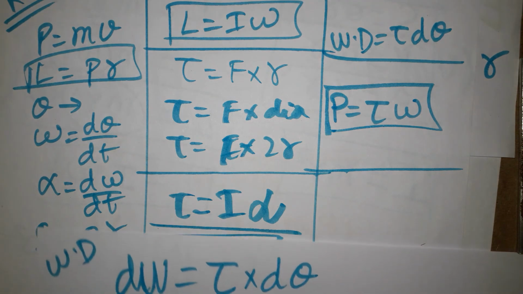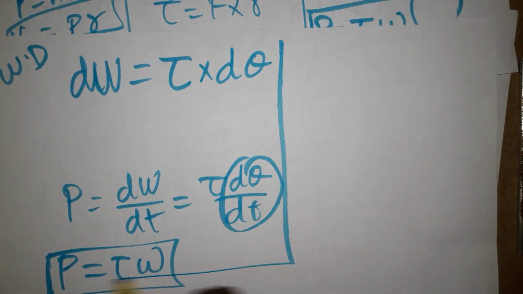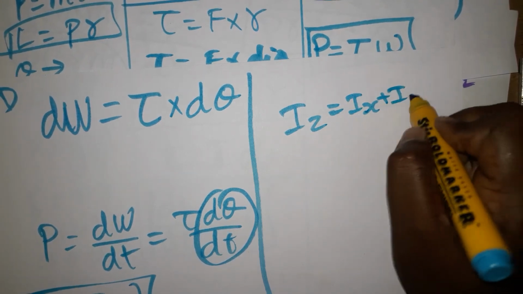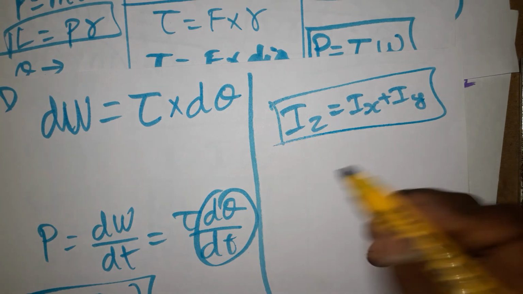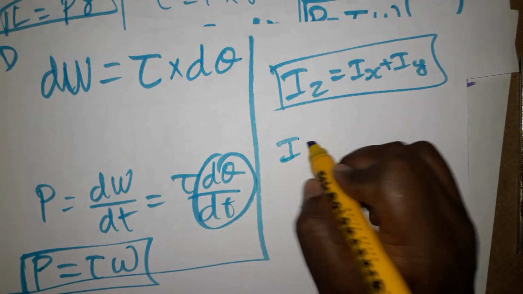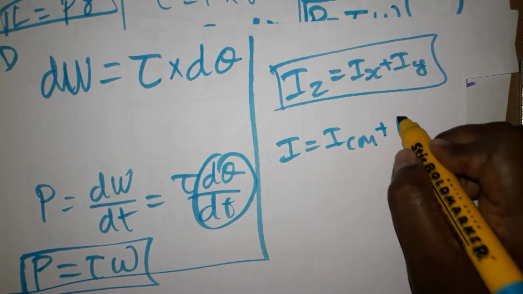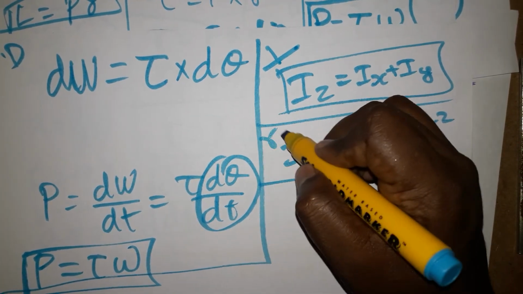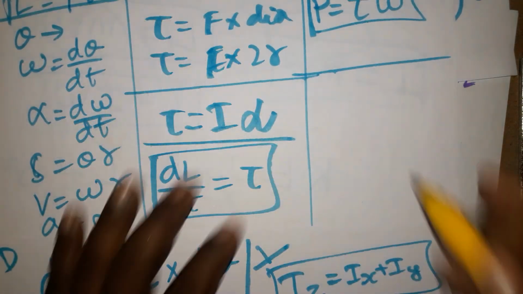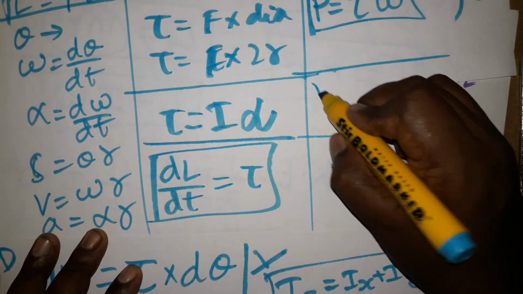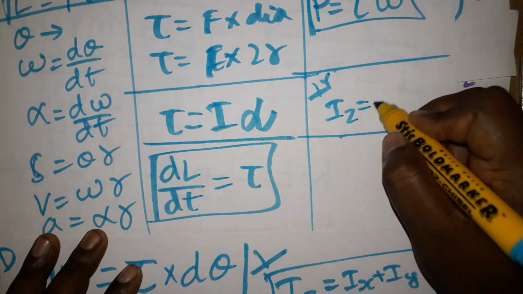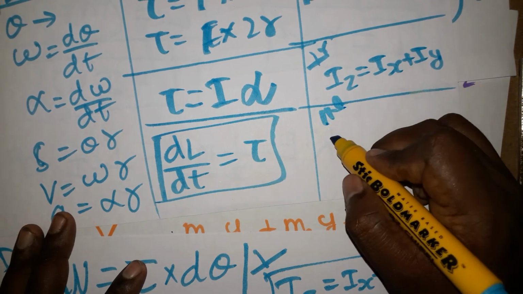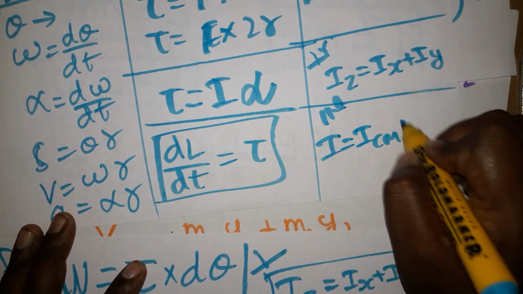The next formulas are the perpendicular axis theorem and the parallel axis theorem. Perpendicular axis theorem: Iz is equal to Ix plus Iy, which is a very easy equation. Parallel axis theorem: total inertia is equal to inertia at center of mass plus mx square. Perpendicular axis theorem, inertia at z axis is equal to inertia at x plus inertia at y. Parallel axis theorem, total inertia is equal to inertia at center of mass plus mx square.